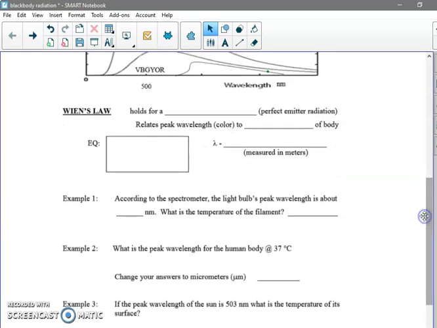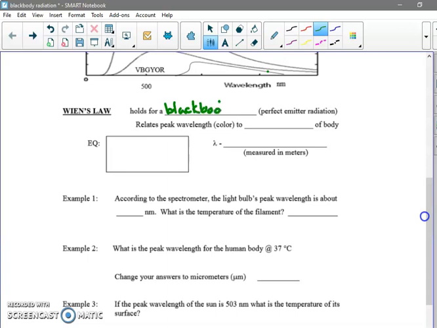So this is the law that relates wavelength to temperature. It's fairly straightforward. It's called Wien's law. All right, one of those physicists, probably German or Austrian from the 19th century. And Wien's law holds for a black body. And a black body is just the physics name for a perfect emitter of radiation. So whatever radiation it has, it does not trap in, it just continually emits.